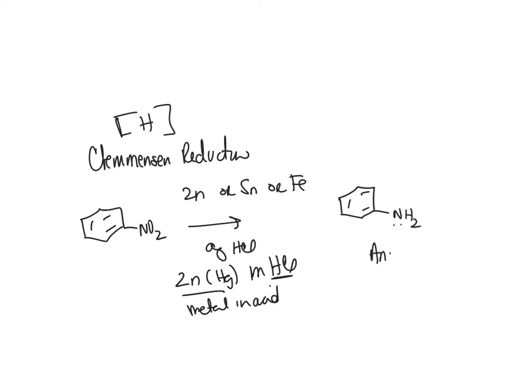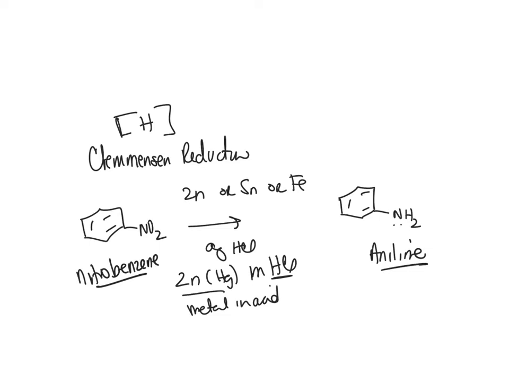So this is called an aniline. You need to learn your vocabulary here. This is a nitrobenzene. And that is the best method for adding an amino group to the ring. So that's how you can make an aniline.